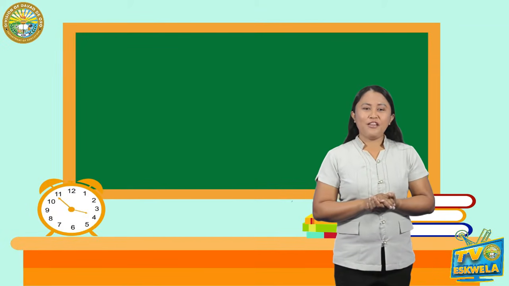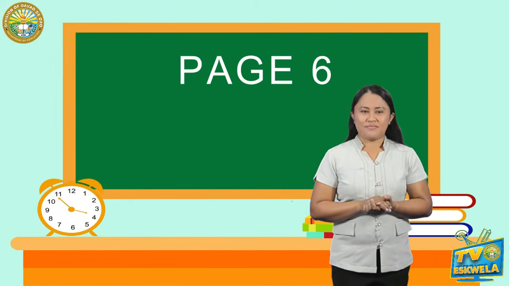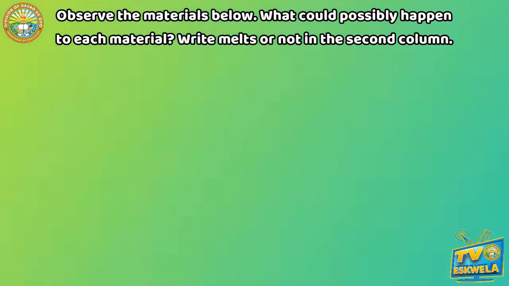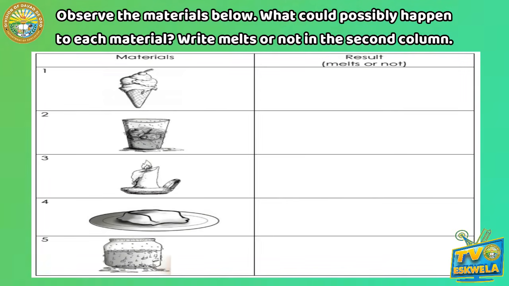Now, follow me on page 6. Activity 2. Observe the materials below. What would possibly happen to each material? You are going to write melts or not in the second column. Remember, do this in your notebook.